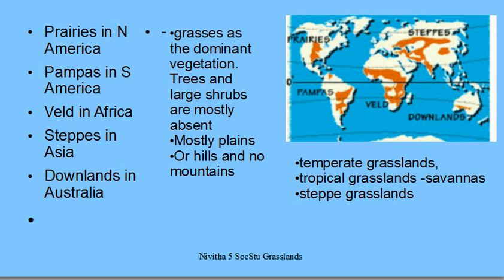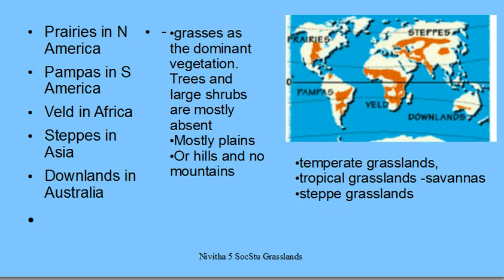These are called grasslands because grasses are dominant. Grasses are the dominant vegetation. Trees and shrubs are mostly absent, but grasses are there overall. Mostly they are plains, and they will have hills but not mountains. Because of this, you have a lot of population, a lot of people living here, a lot of cities and a lot of civilizations in the temperate zone.